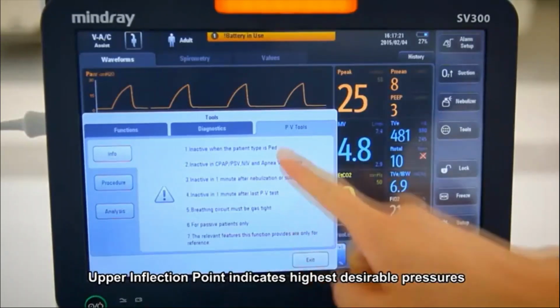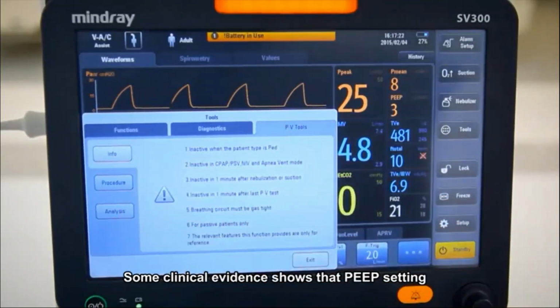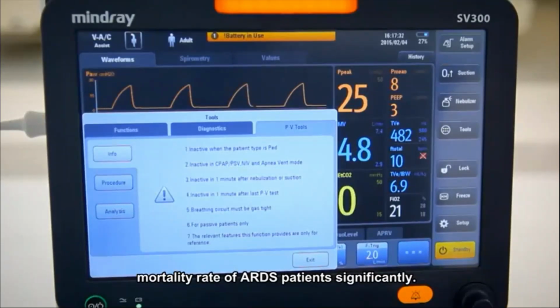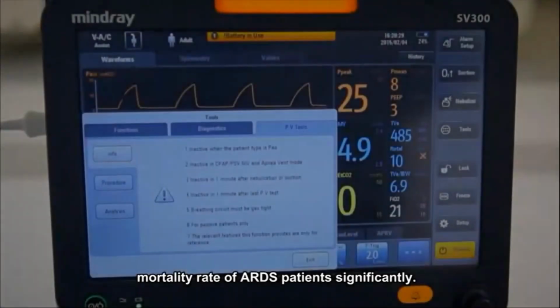Upper inflection point indicates highest desirable pressures. Some clinical evidence shows that PEEP setting of 2 cmH2O above lower inflection point reduces mortality rate of ARDS patients significantly.